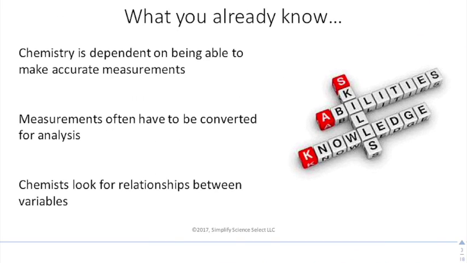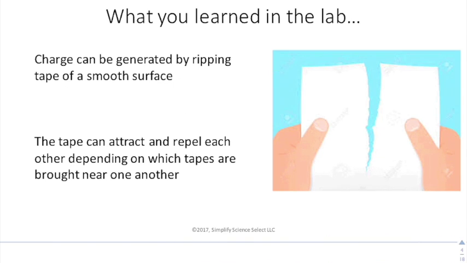So, chemistry is dependent on the ability to make accurate measurements. Measurements are often converted for analysis, and chemists are always looking for the relationships between these variables. Those things are what we learned in the first unit. In addition to that, we learned a little bit about big idea one, that all matter as we know it is based on constituent atoms or elements from the periodic table.